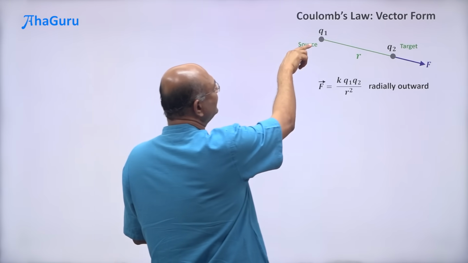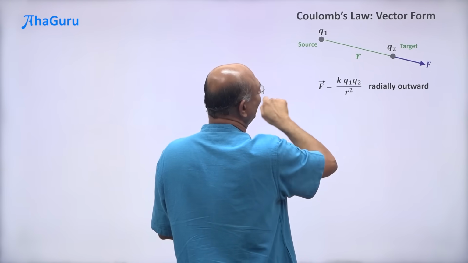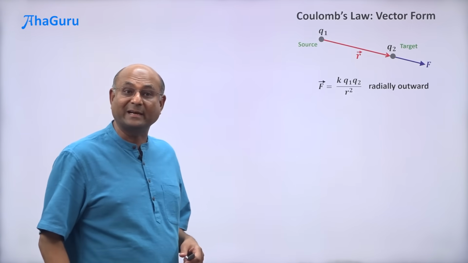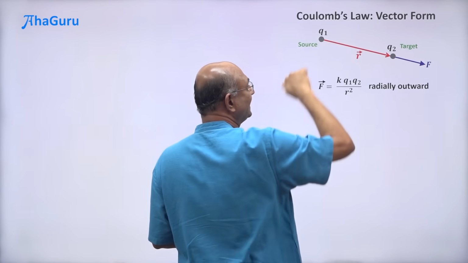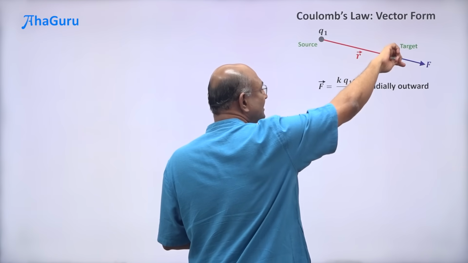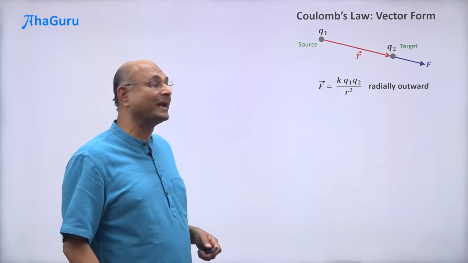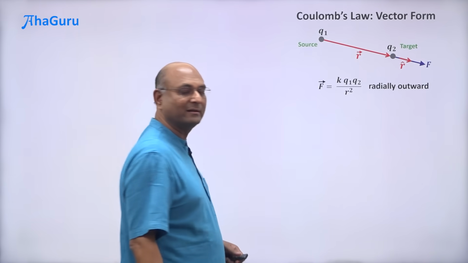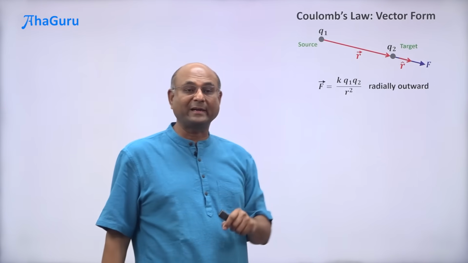Now, this length I have written as R, but from the source to the target, if I call it R vector, then this direction radially outward will be R cap, the unit vector in the R vector direction.